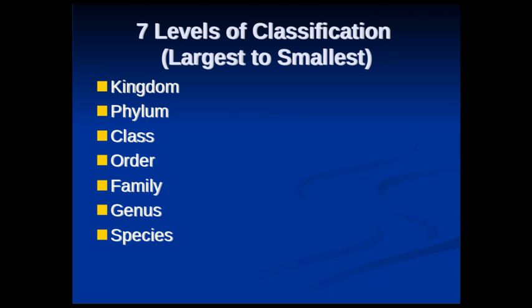This is something you do need to remember, okay? But the 7 levels of classification go from largest, which includes more organisms, to the smallest, which includes fewer organisms. And the way I remember it is something silly: King Philip came over for great spaghetti. All right, and it puts me in order. So I get kingdom, phylum, class, order, family, genus, species. King Philip came over for great spaghetti.